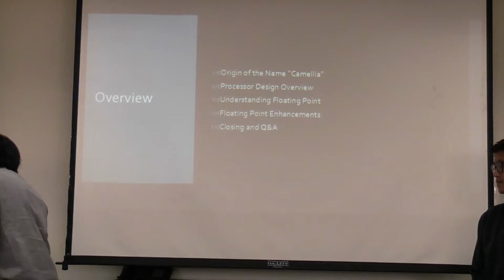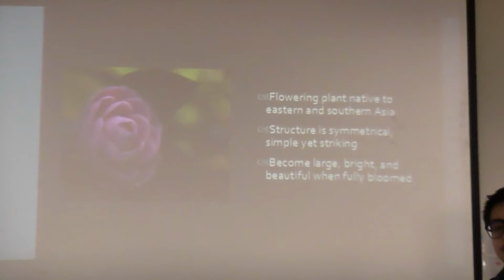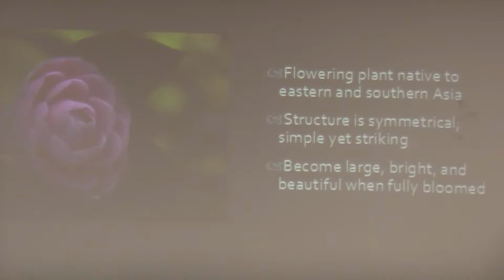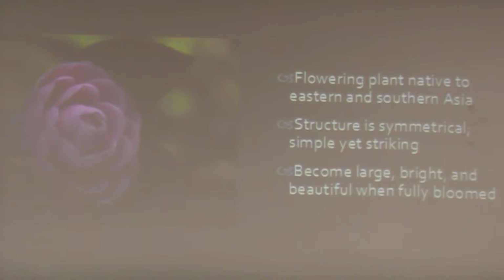So what's a Camellia, you ask? Basically, it's a flowering plant native to Eastern and Southern Asia. It's known for its really rapid growth rate, and when it becomes fully bloomed, it becomes really large and really bright, and it makes a bold statement, with the symmetrical structure and whatnot.